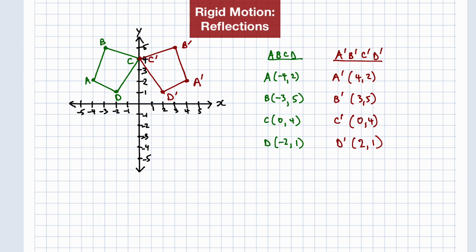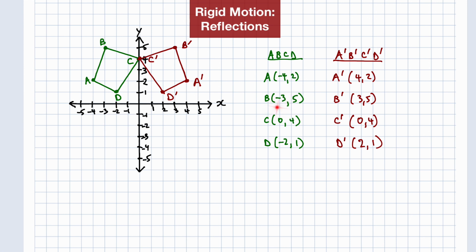Now, let's go ahead and compare A versus A prime, okay? What we notice is that the x value is not the same, but it's the opposite, right? Negative 4 versus 4. However, the y values this time are the same. We have 2 and 2. So now what we're seeing is that the x value is the opposite, but the y values are the same. So let's see if that holds true.